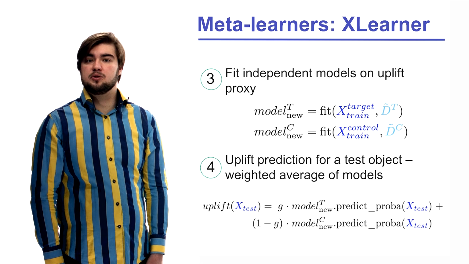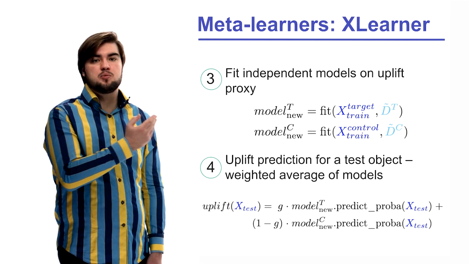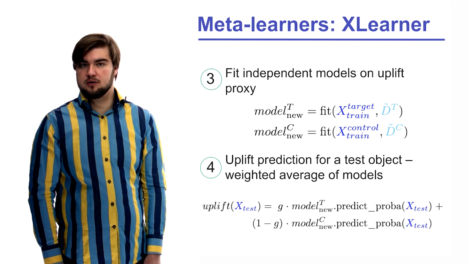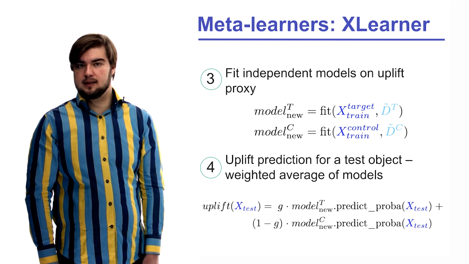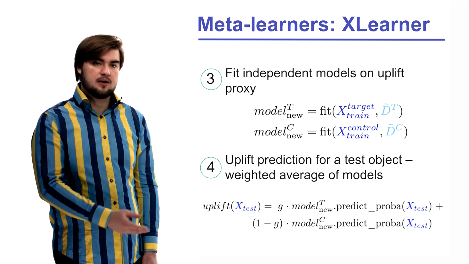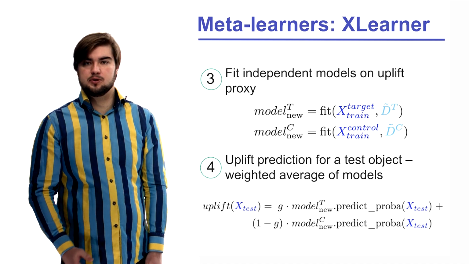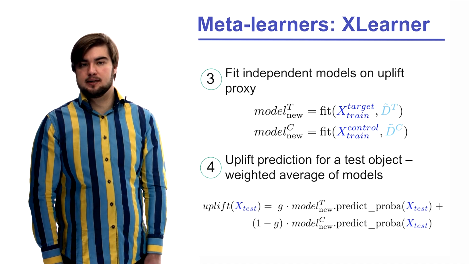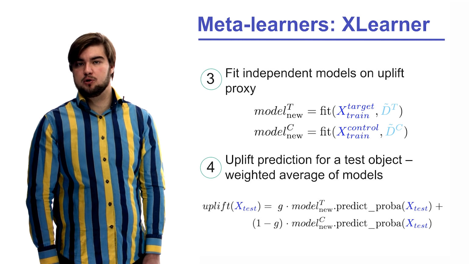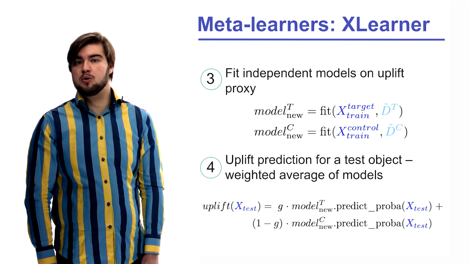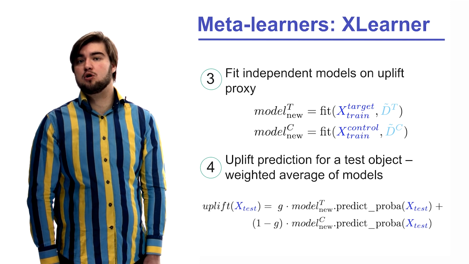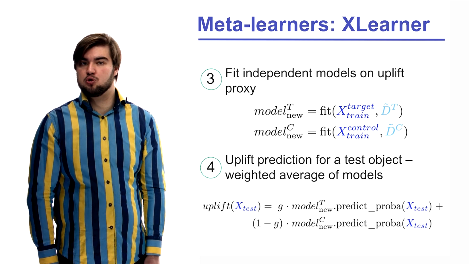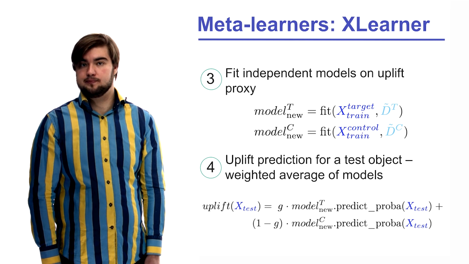Next, we build two new independent models, each predicting the value of the uplift proxy for its own group. The final prediction for the test set is calculated as a weighted average of the two independent models. As for the weights g, another model is often used. This one predicts whether an object belongs to the target or to the control group. It can compensate for the unequal distribution of features in the two groups.